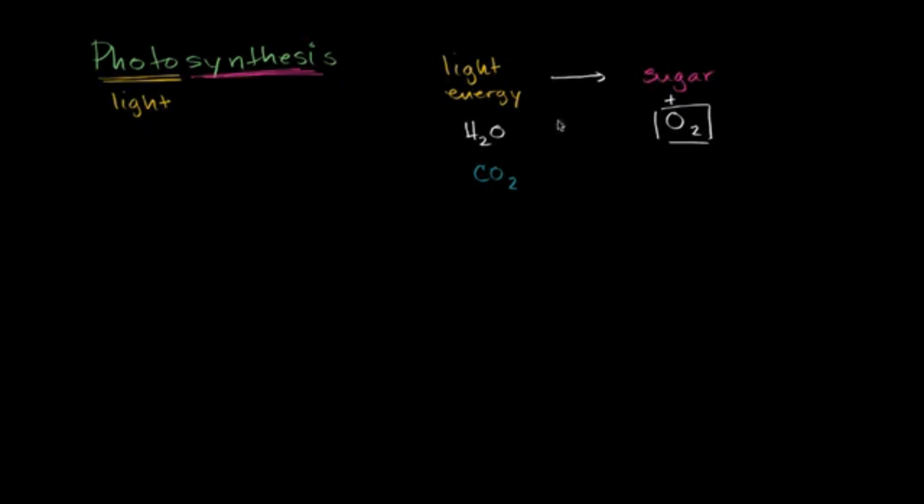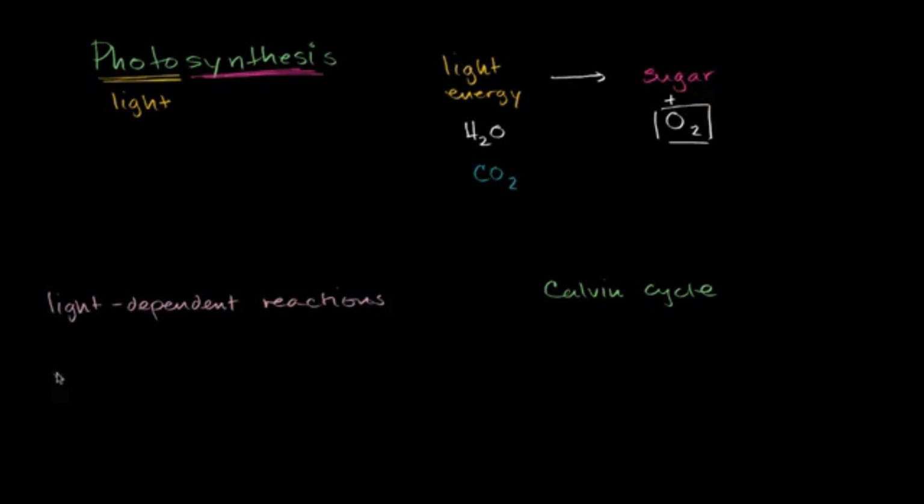Now what I'm going to do is break this out into two stages. These two stages we can call the light-dependent reactions. And then the second stage I will call the Calvin cycle. And as the name implies, the light-dependent reactions are dependent on light.